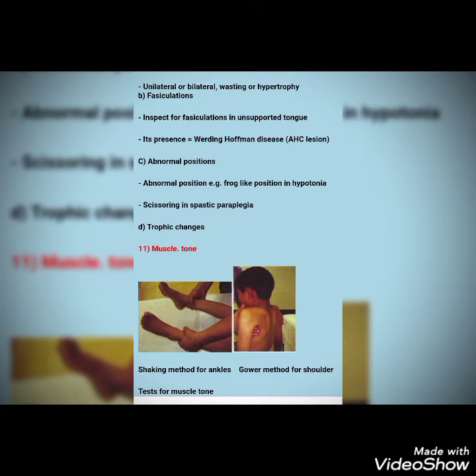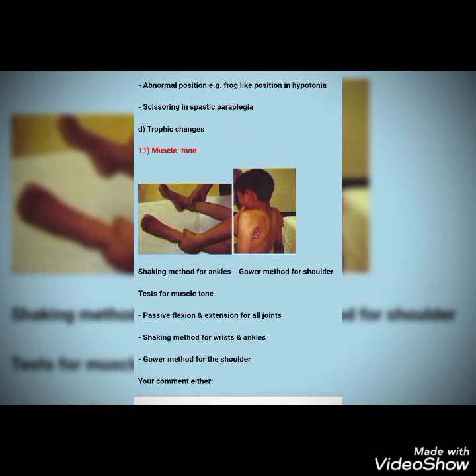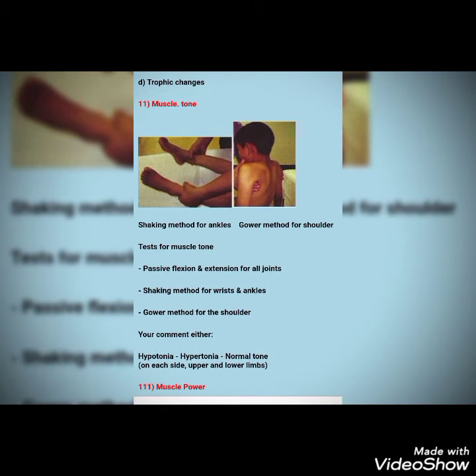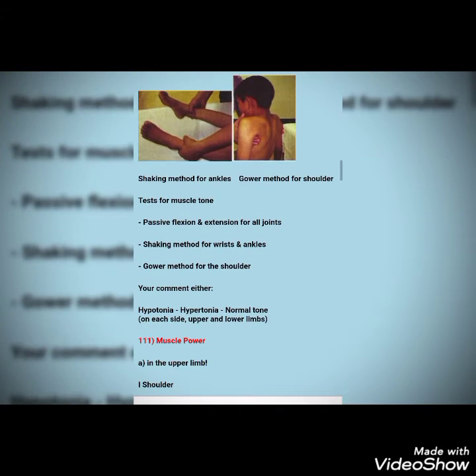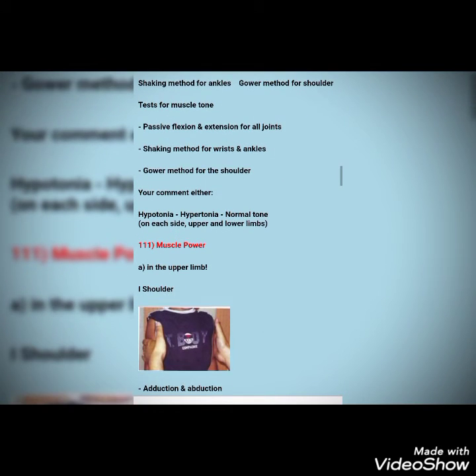Then we will examine his muscle tone as shown in the figure. Shaking method for wrist and ankle, Gower method for shoulder. Test for muscle tone: passive flexion and extension for all joints. Your comment is either hypotonia, hypertonia, or normal tone on each side, upper or lower limb.